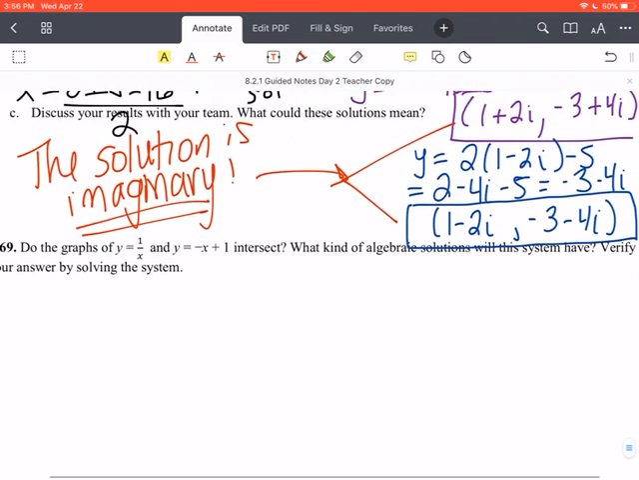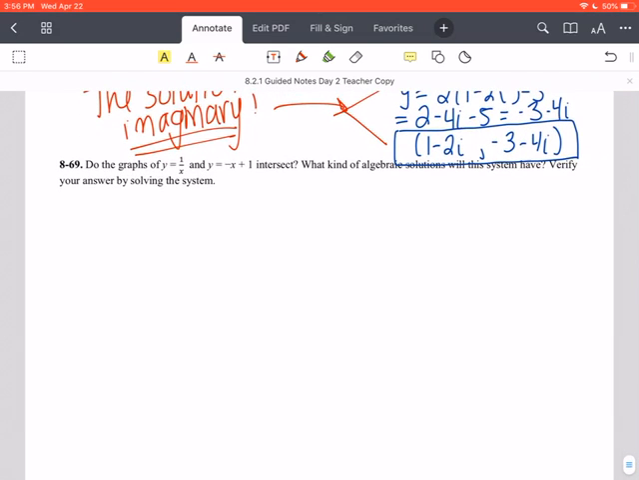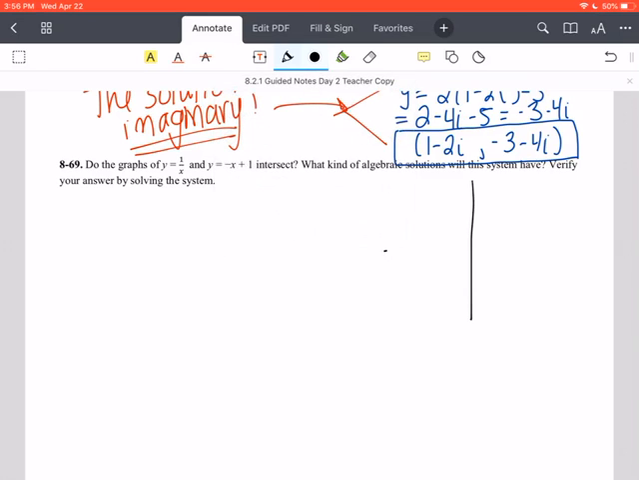Okay, so we're going to end with one more question, and it's similar, but not using a quadratic. It's using a rational function. It says, do the graphs of y equals 1 over x and y equals negative x plus 1 intersect? What kind of algebraic solutions will they have? Verify your answer. So let's use our knowledge of parent functions and graph y equals 1 over x.